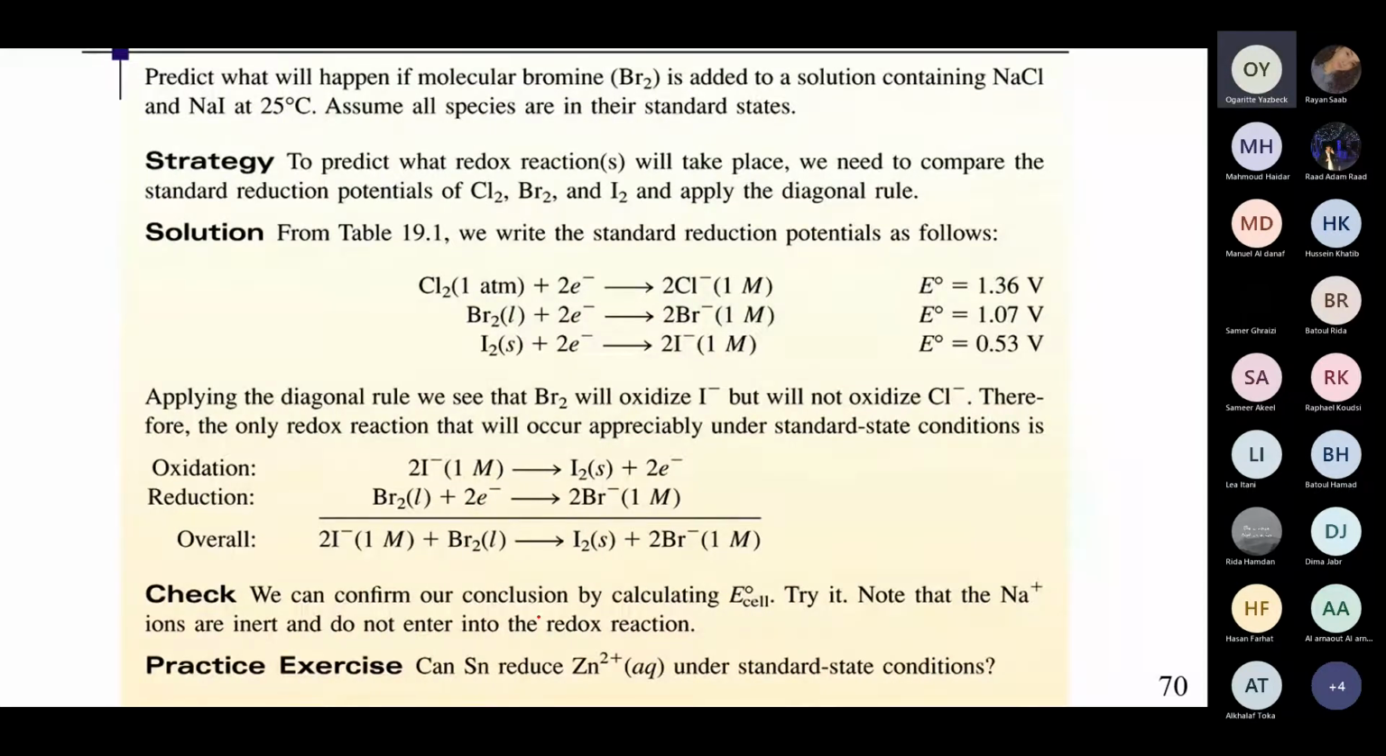Okay. Predict what will happen if molecular bromine is added to a solution containing NaCl and NaI. Okay, assuming everything is under standard states. And they gave us the E nodes of the chlorine ion with Cl2, the Br minus ion with the Br2, and the iodine with I minus. Notice all the minuses are on this side. So actually this, if I write it, will be Cl2 over Cl minus as a couple, ox over red.